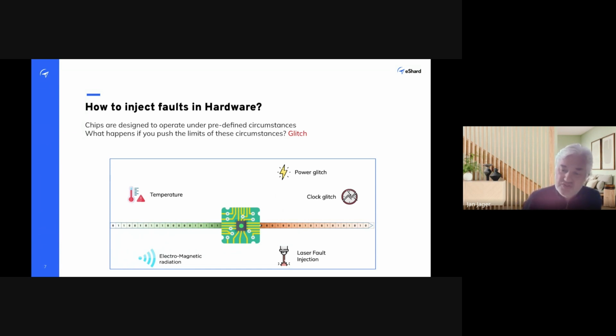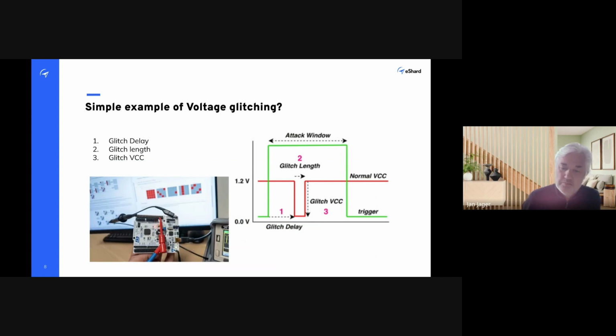So let's dive into this a little bit more. Here I have a simple example of voltage glitching. You can see on the left-hand side a little bit of how that works. You just connect the pins of a PCB board, and you try to play with the voltage. What you want to do is see at what time you want a glitch. So the glitch delay, that's the number one here in the picture. What time do you want the glitch?